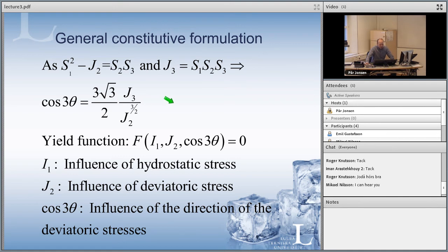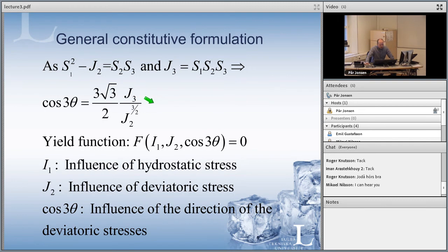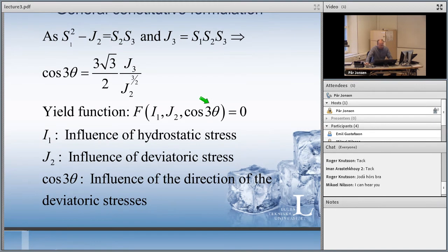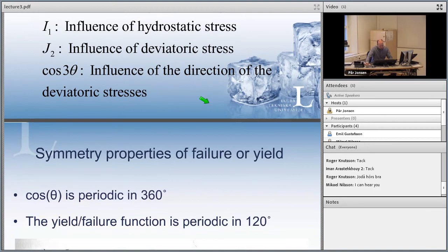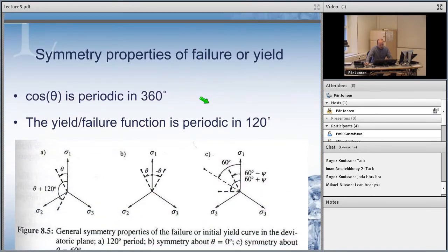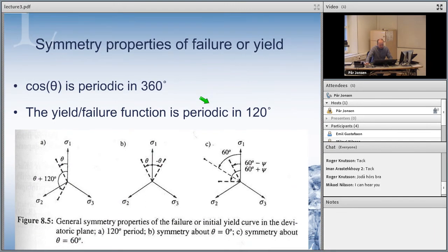If you know this one here, you know that the first one will be the influence of the hydrostatic stress. The other one will be the influence of the deviatoric stress part, how large it is. But this cos 3 theta will be the influence of the direction in the deviatoric stress plane. This last one can be a bit tricky to know. I will go into that. What do we mean with that one? Because we have something called symmetry properties to simplify the equation.